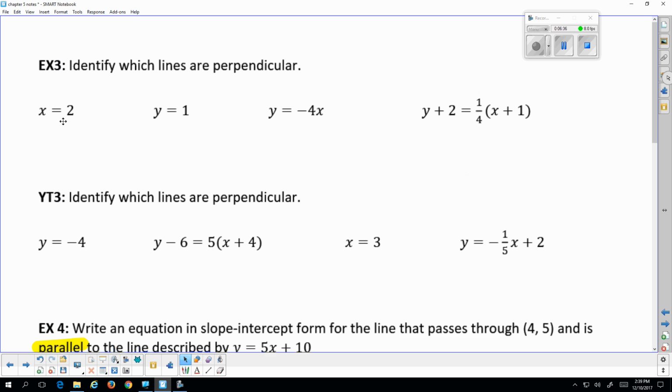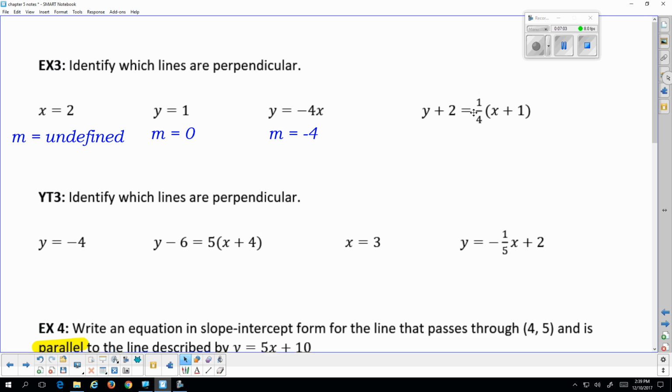So the first line, what is the slope of that? That's another Hoy-Vux. Remember Hoy-Vux, and this is Vux, so the slope is undefined. Whenever you have an x equals, slope is undefined. How about the second one? That is a slope of 0. Remember, if it's just y equals, it has a slope of 0. How about the third one? That's a slope of -4.